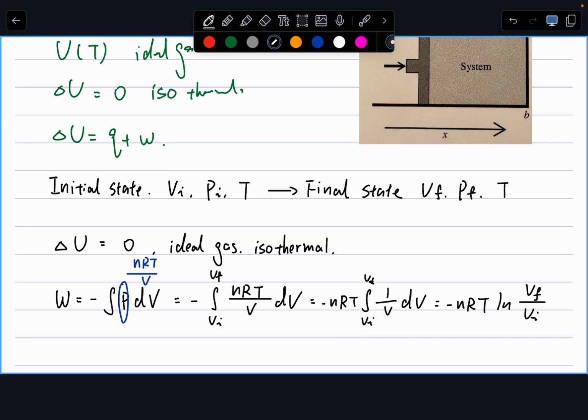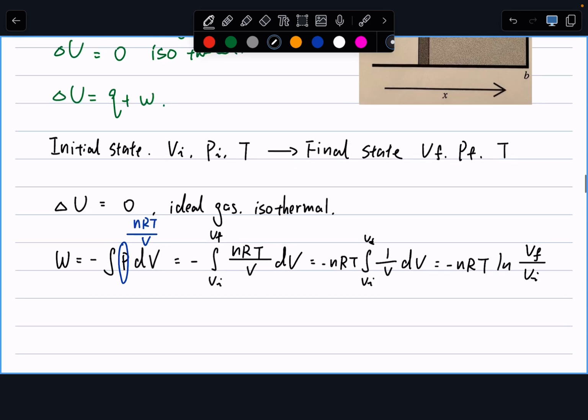So far, so good. Calculating your heat transfer then becomes quite straightforward. That's delta U minus W, which is nRT ln V final over V initial. All right, let's take one step further and think about the physical meaning behind these expressions.